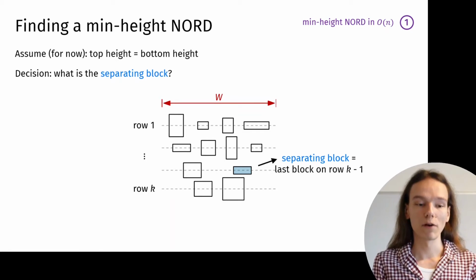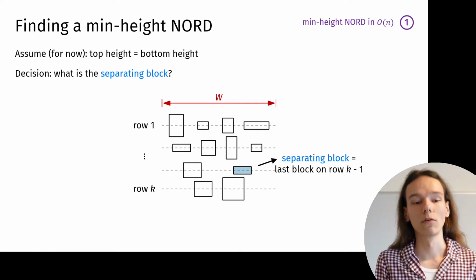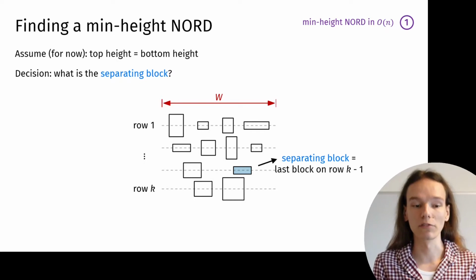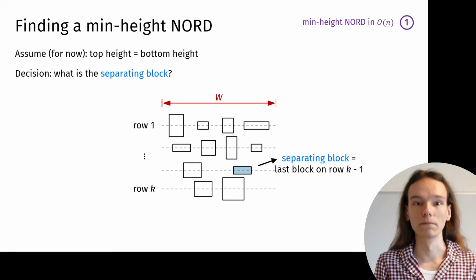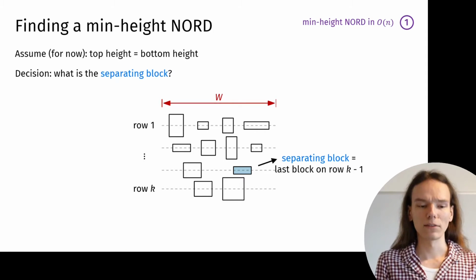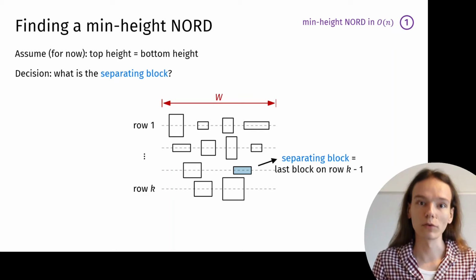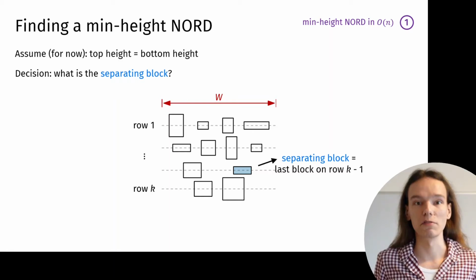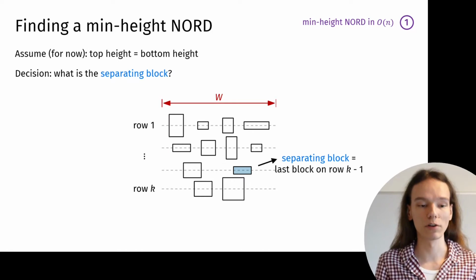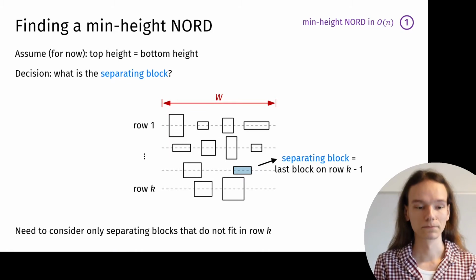Basically what a dynamic program does is compute what the optimal separating block is. So the separating block we define to be the last block on row k-1. And basically if you know the separating block that minimizes the drawing height, then you can recursively compute the rest of the drawing. So the separating block is really all we need to decide.